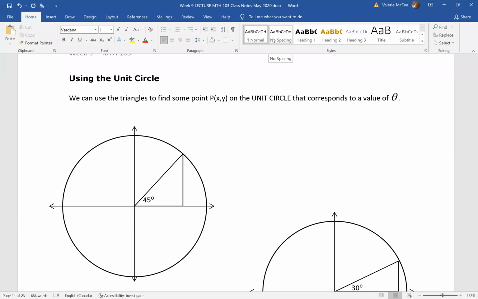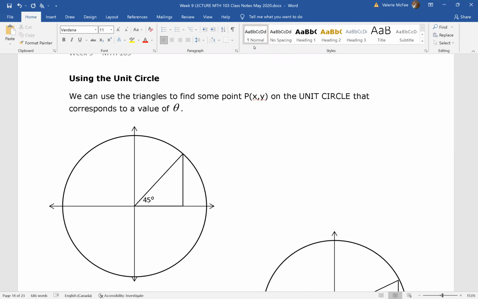Now, while I like using the triangles when I work with trigonometry, I know that some of you prefer to memorize points on the unit circle. So let's talk about that here. If we use the triangles that we've already talked about, we can find points on the unit circle.